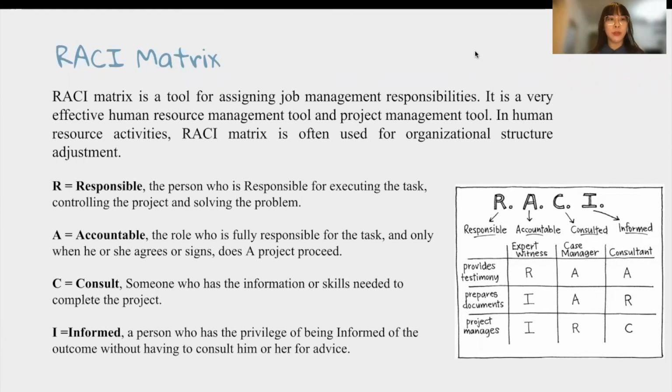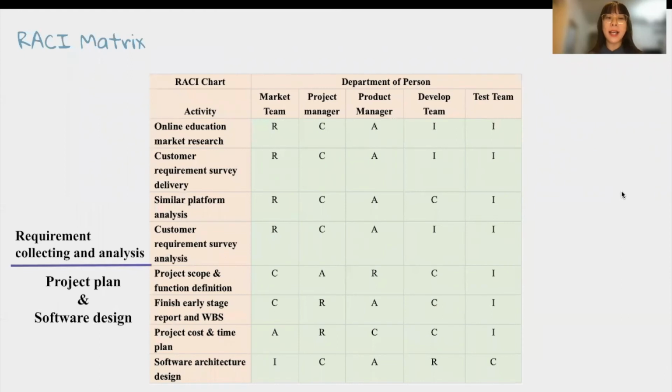Okay, let me introduce the RACI matrix. The RACI matrix is a tool for assigning job management responsibility. The whole set of activities in our RACI matrix is based on the network diagram and WBS. The people involved are marketing, project manager, product manager, development, and testing.